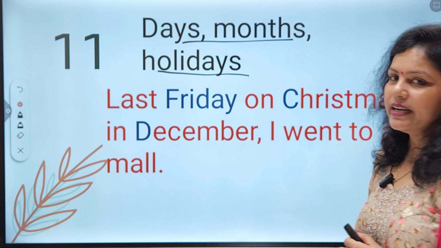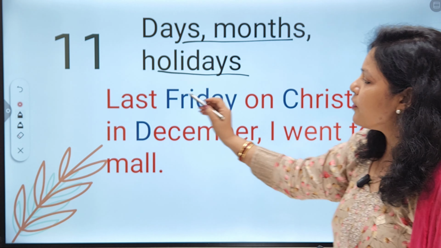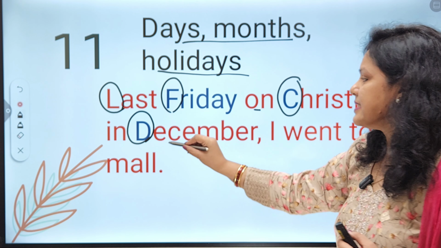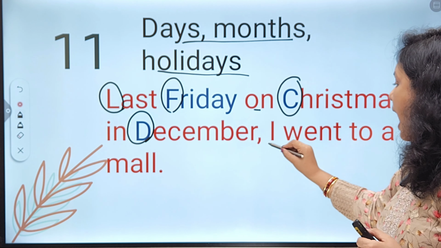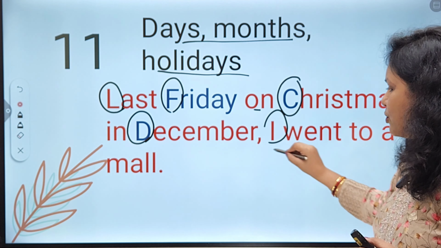Days, months and holidays. So, last Friday. Now here L is capital because the sentence is beginning. Friday, because it is the name of the day. On Christmas. Now Christmas is the holiday, right? And that is why it is the national holiday you can consider, or the name of the festival. Therefore, it starts with the capital C. December starts with a capital D. Why? Because December is the name of a month. I, you know very well, now here I is not acting as a letter, but it is acting as a word. Therefore, it will become the capital letter.